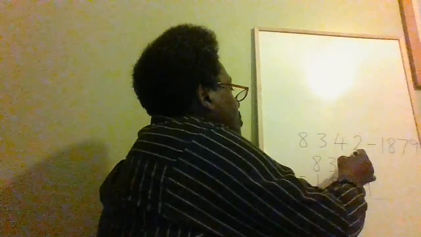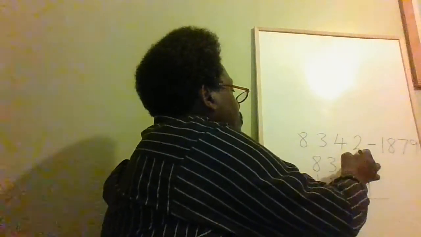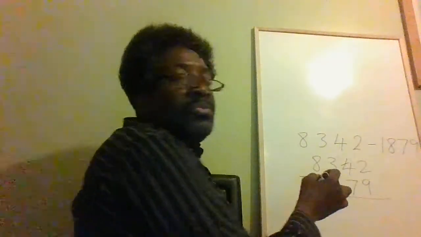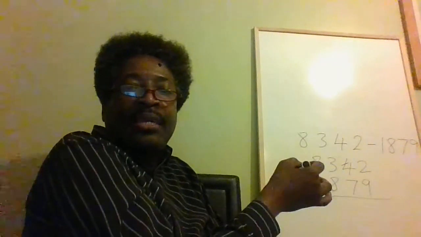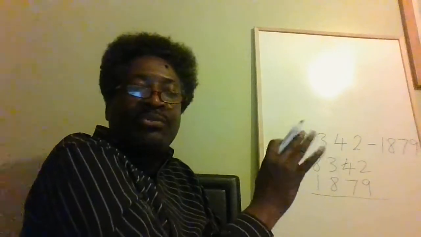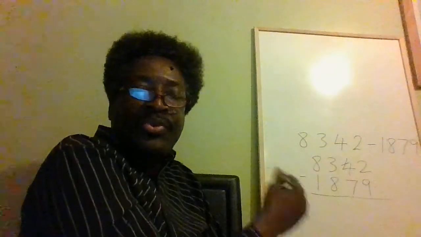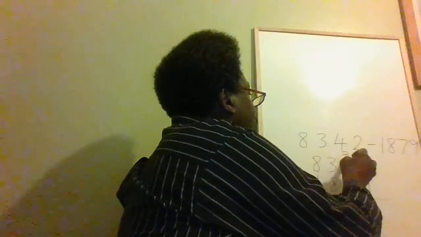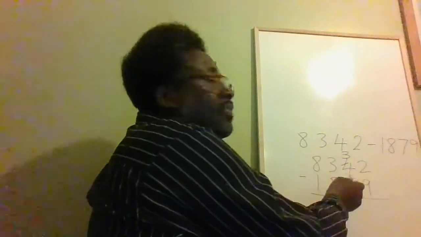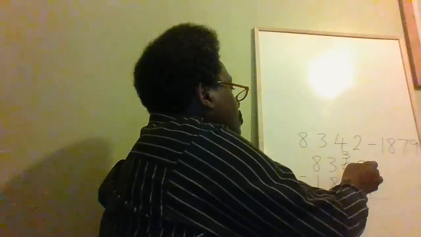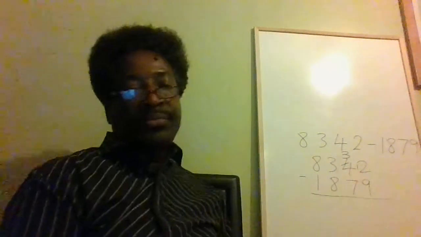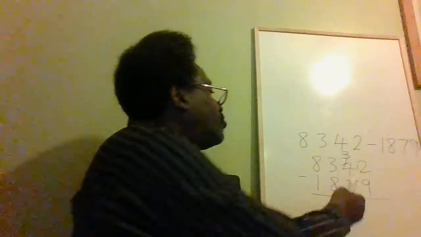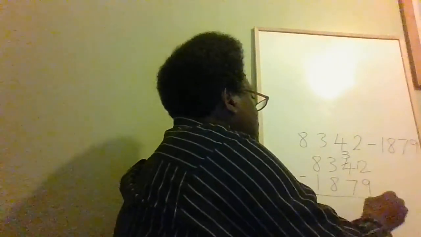You borrow one from the 4, which is in front of the 2. Borrow one from 4, and put a line to cancel the 4. You are no longer dealing with the 4. The 4 has now become 3 because you took one from it. Put the 3 on top, over here, on top of the 4. The one you borrowed from the 4, put it in front of the 2 to make 12. You can now do 12 take away 9. That's 3.